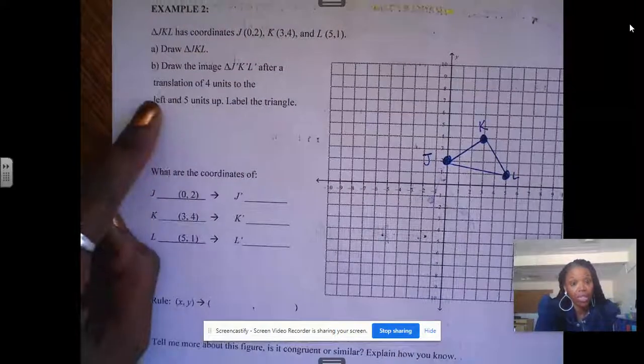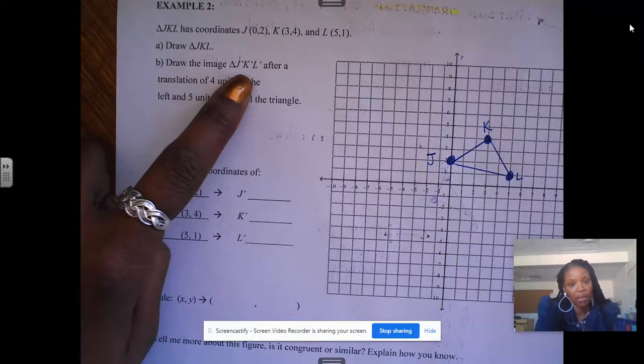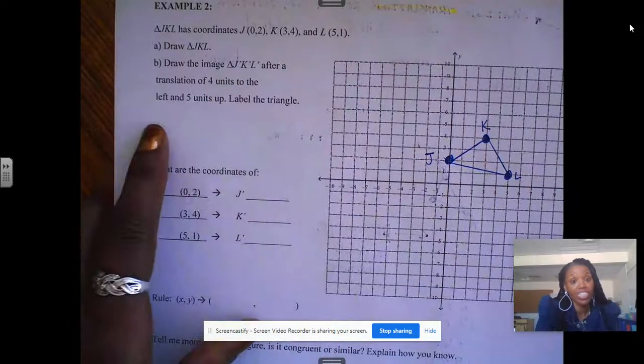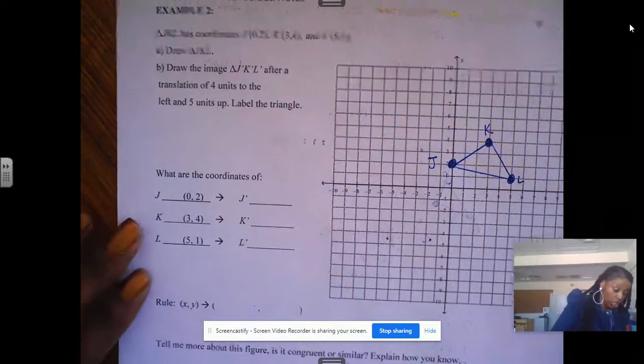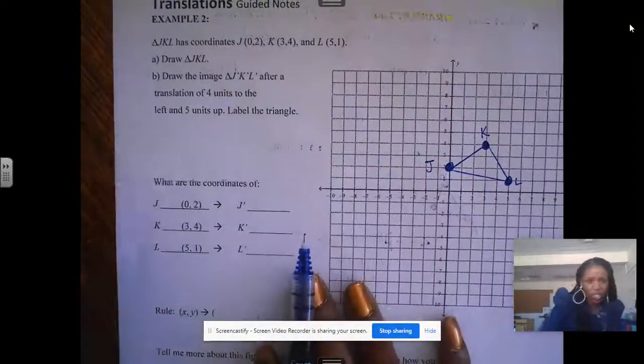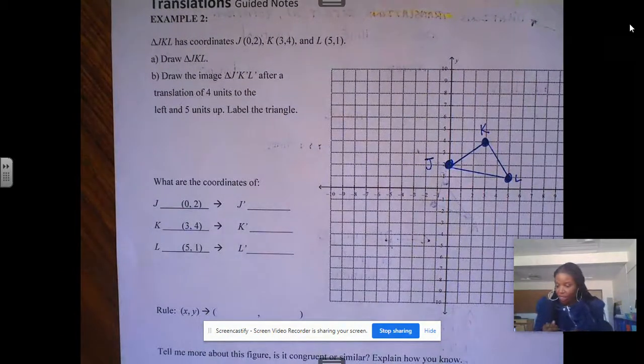Now, it says that now you want to do the same thing. You want to draw your J prime, K prime, and L prime, and here's the translation. So the translation is 4 units to the left. So that means that I am going 4 units to the left, and then 5 units up. So I'm moving every one 4 units to the left and then 5 units up.